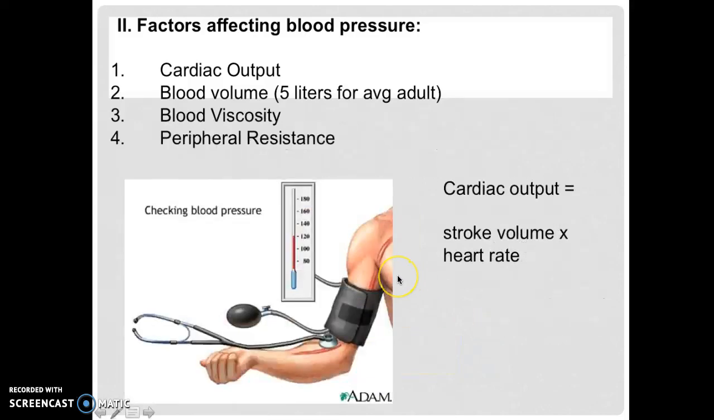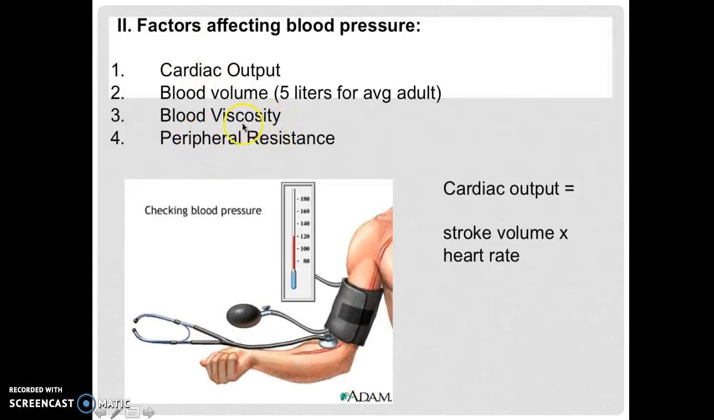Factors that affect that 120/80 can be like cardiac output, so stroke volume times the heart rate. Blood volume, you should have about 5 liters per average adult, but maybe you have more or less. You could have like internal bleeding or something, that's something the doctor could see. Like if your blood pressure was low, for instance, that could be a sign.